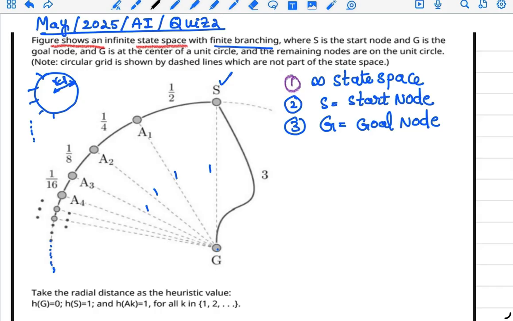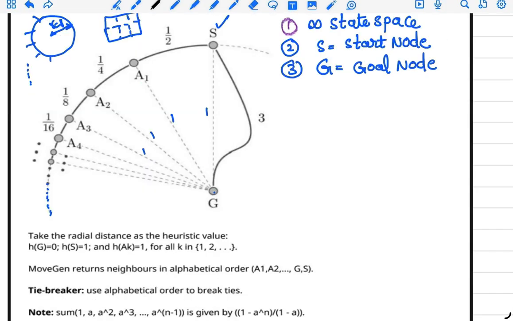The circular grid is, so generally in the questions we have rectangular grids, right? Like this, so these are the grids. You have to measure the heuristic distances from each grid as one unit. Here the circular grid is shown by the dashed lines which are not part of the state space. And this is the direct edge from start node S to goal node G with distance SG equals 3, right? So given is 3. And these are the edge costs.